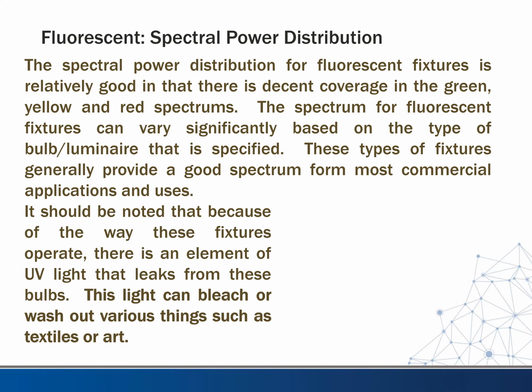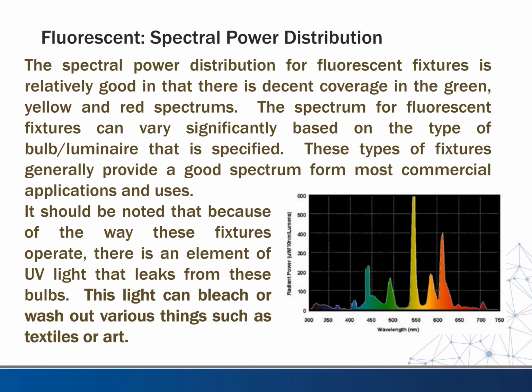The spectral power distribution for a fluorescent fixture is relatively good in that there is decent coverage in the green, yellow, and red spectrums, as you can see in the graph here. The spectrum for fluorescent fixtures can vary significantly based on the type of bulb that is specified. These type of fixtures generally provide a good spectrum for most commercial applications and uses.